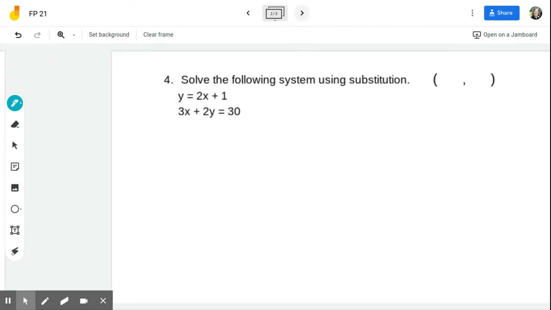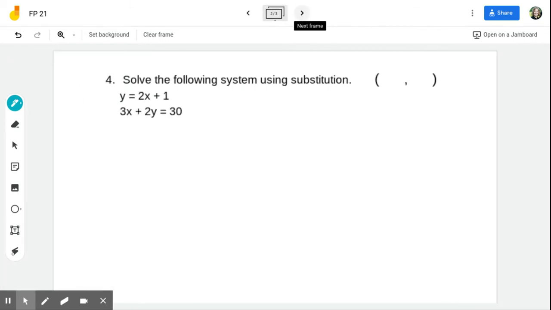Let's go to number 4. Okay, for this question, we're solving a system, right? And we're going to use something called substitution. A system is simply two or more equations, and these are linear equations that if I were to graph them, they would make a line. And so the solution to a system is where those two lines cross, meaning that's where they share an ordered pair, or that ordered pair is the solution for both of them at the same time.